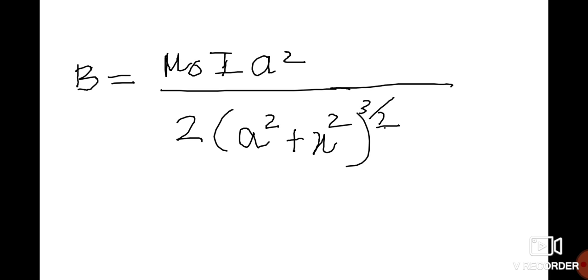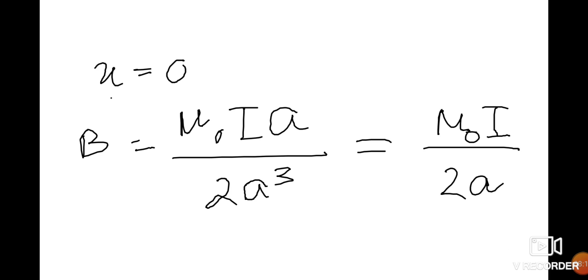If we find the magnetic field intensity at the center of the circular coil, then x becomes 0. Putting this in the equation B equal to mu 0 I a square divided by 2 into (a square plus x square) power 3 by 2, we get B equal to mu 0 I by 2a. The direction of the magnetic field at a point on its axis is directed along the axis of the coil and is determined by the right hand thumb rule.